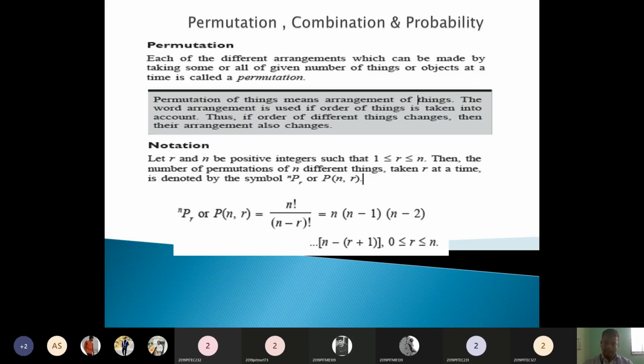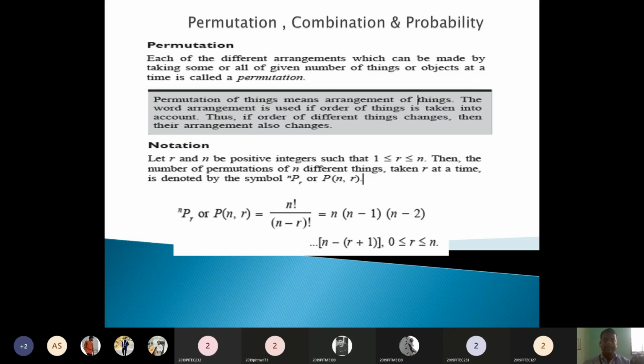So permutation, if you remember from these definitions, is selection and arrangement of the objects, elements, persons, letters, like that. Permutation is selecting the objects and arranging the objects. In general, we can give one example.